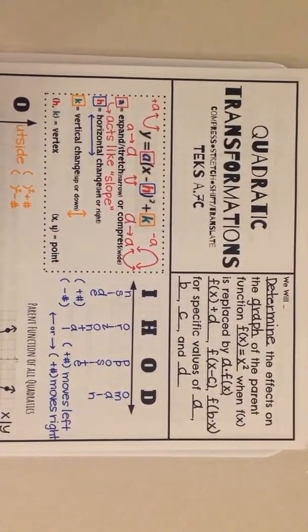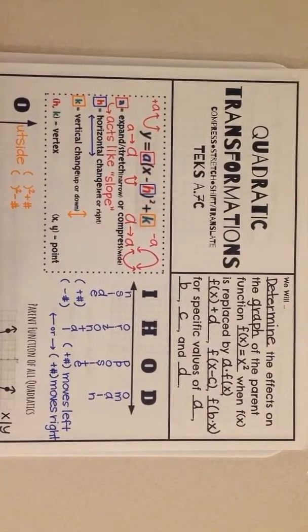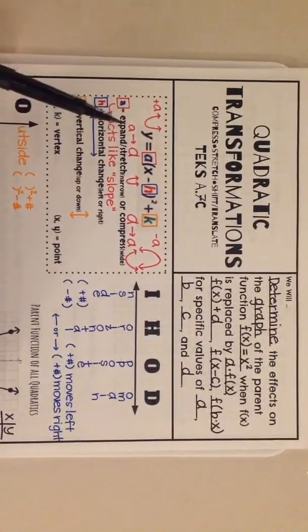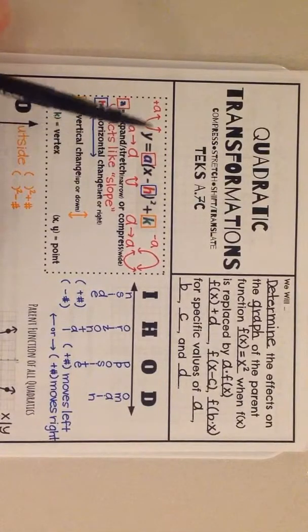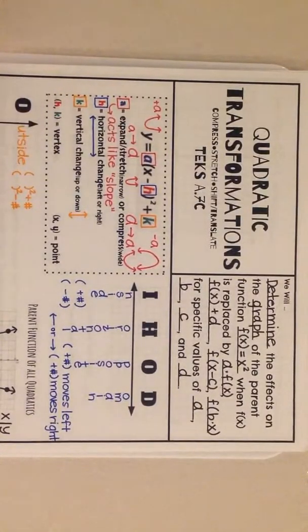Okay, today's lesson is going to be on quadratic transformations and how your parabola, your U-shaped graph, can compress, stretch, shift, and translate. It will also reflect over the x-axis. So the first thing we need to look at is our vertex form of our equation. That's where we are going to be able to see these transformations very easily and very quickly.